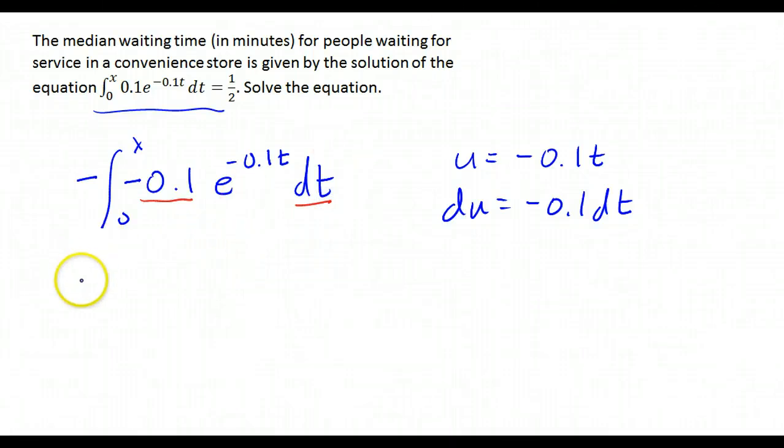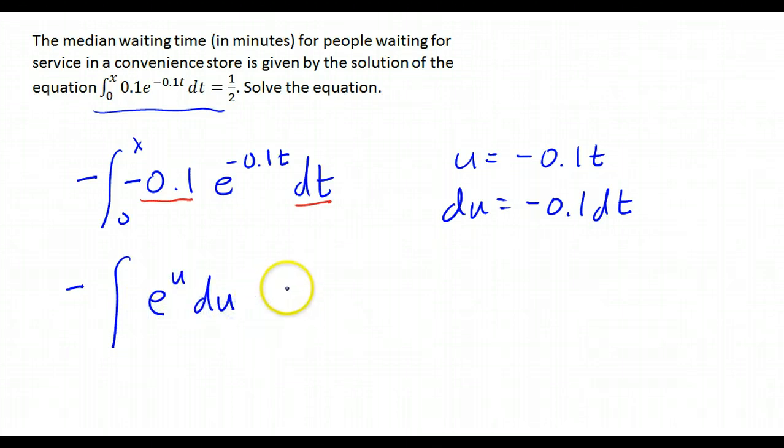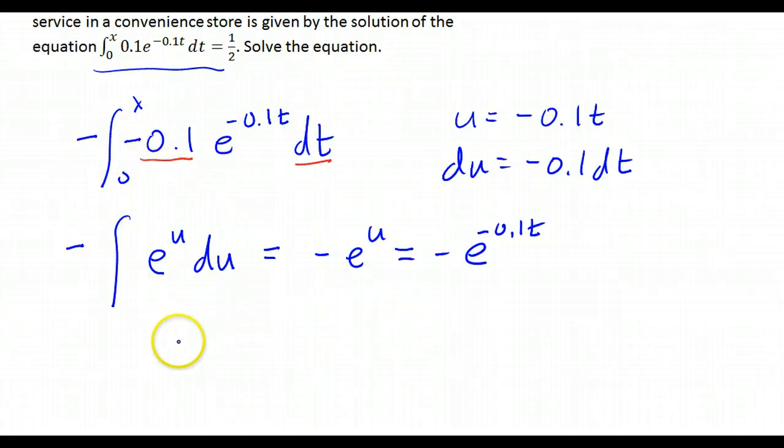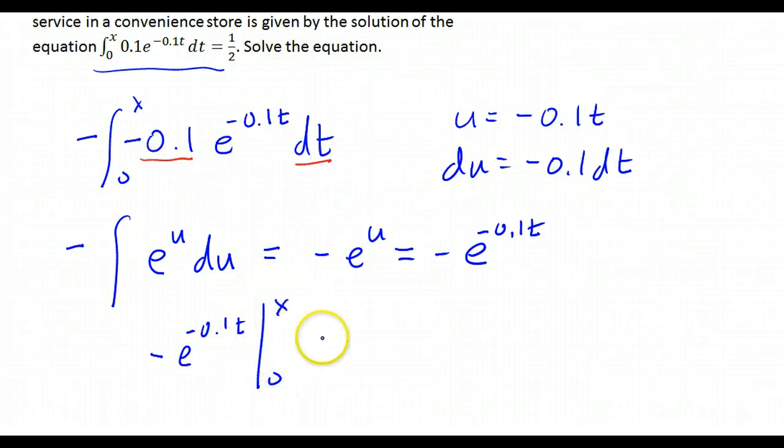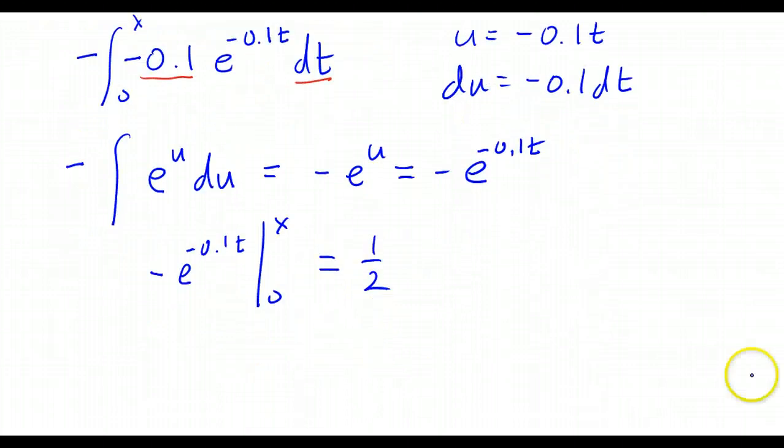Alright, so I've got the negative integral of e to the u du, and that is going to equal negative e to the u, which is negative e to the negative 0.1 t. Okay, well remember that this was a definite integral. So what I've got is negative e to the negative 0.1 t. We're going to evaluate that from 0 to x, and it's supposed to equal 1/2. So that's what we need to solve.